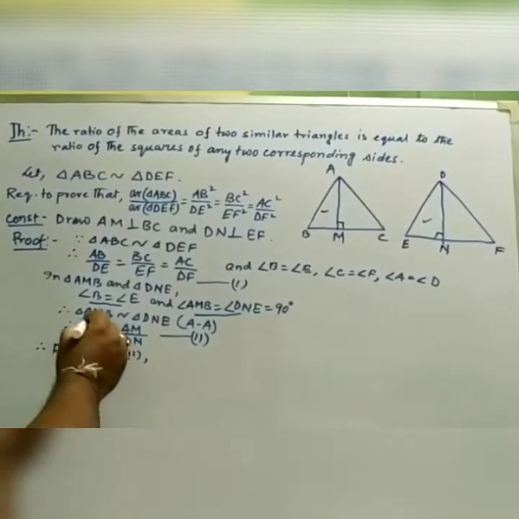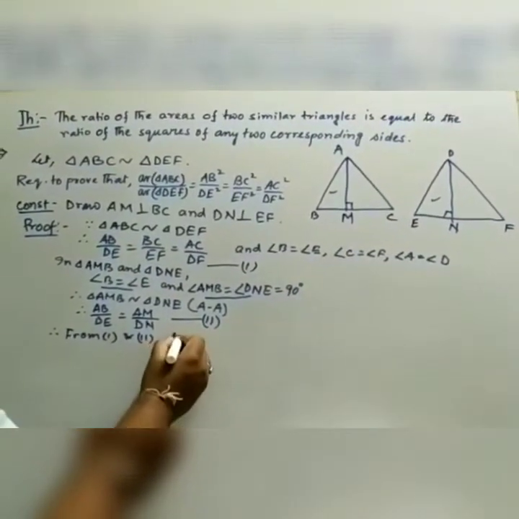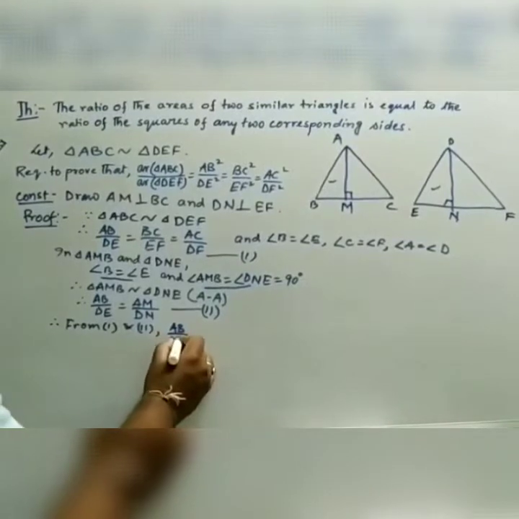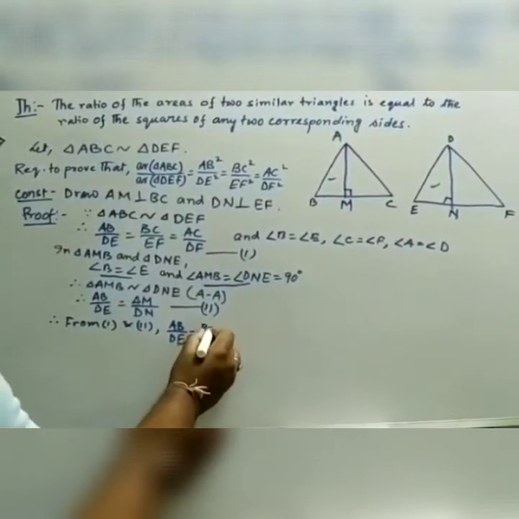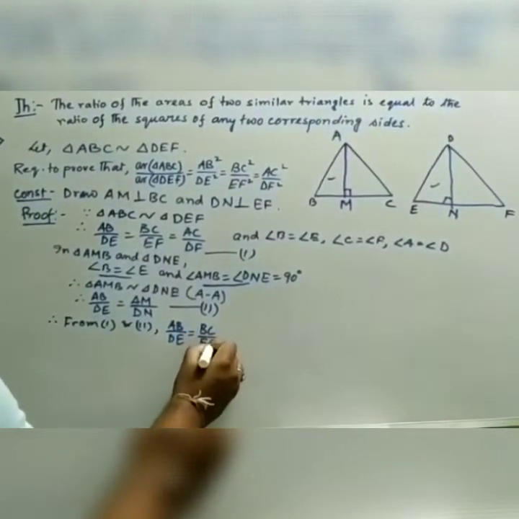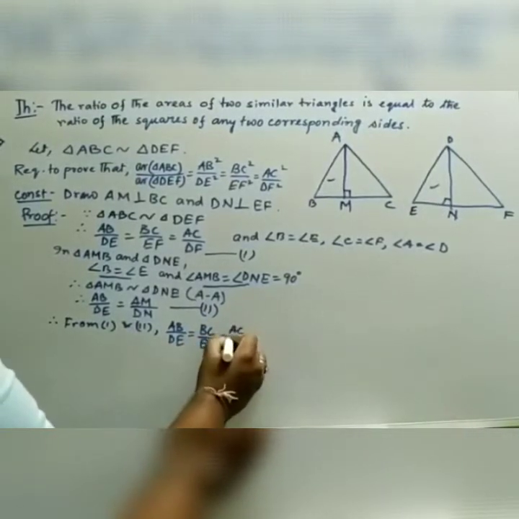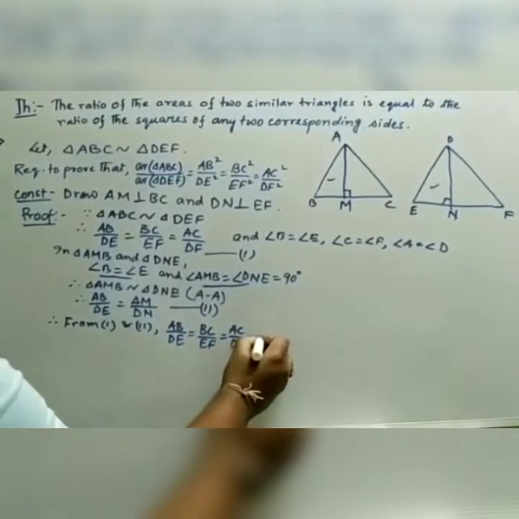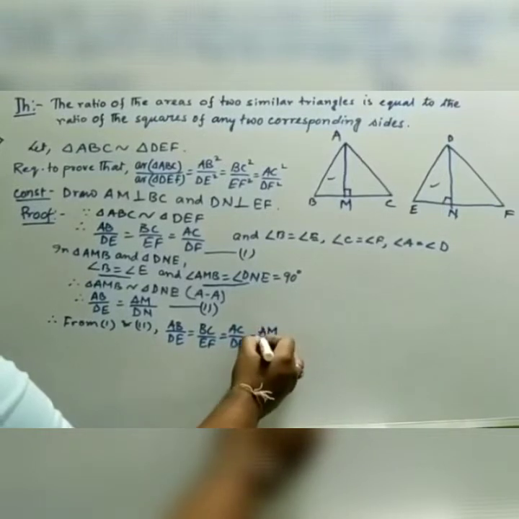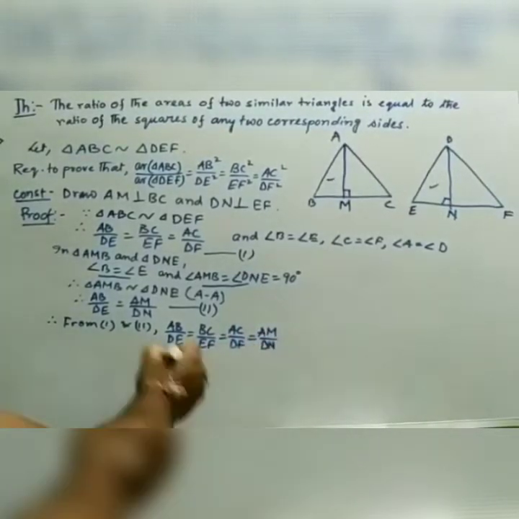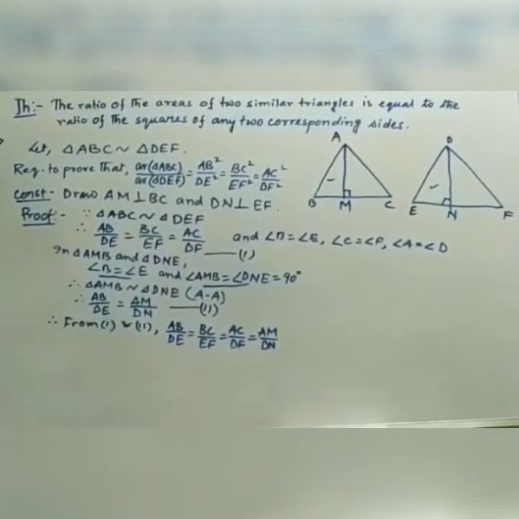So from 1 and 2, what we are getting? We are getting AB by DE, BC by EF, AC by DF equals to AM by DN, because these all 4 parts will be equal.